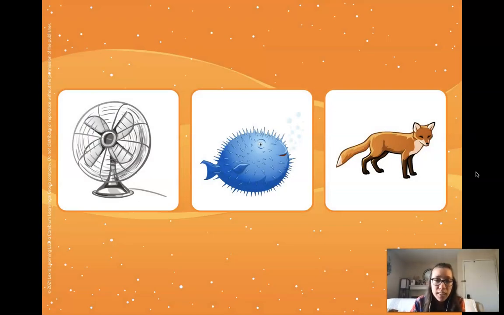Here we have a fan, a fish, and a fox. What is the beginning sound you hear in each of those words? Fan, fish, and fox. Good. The beginning sound is F, right? Fan, fish, and fox. What letter says F? Yes, that's right. F says F. So each of these words would start with the letter F.